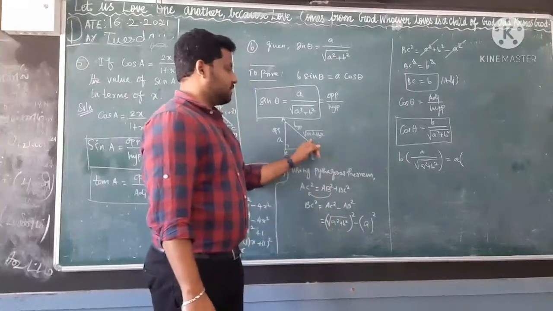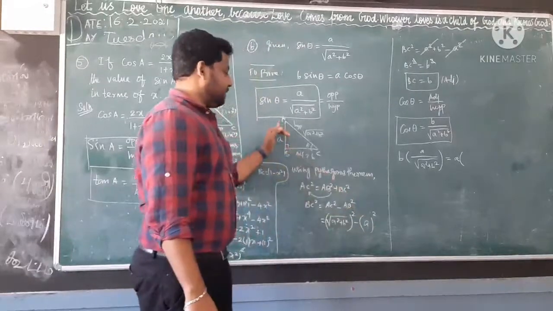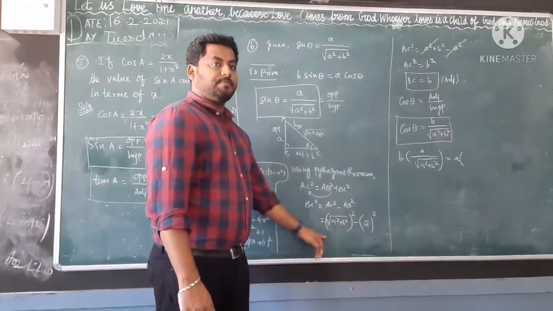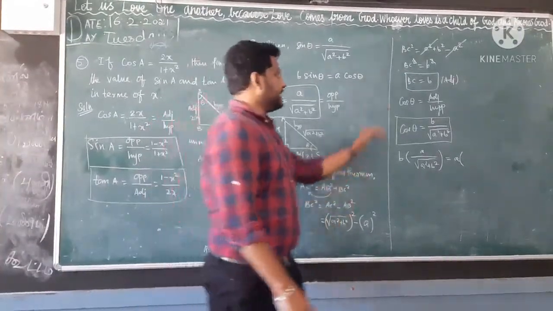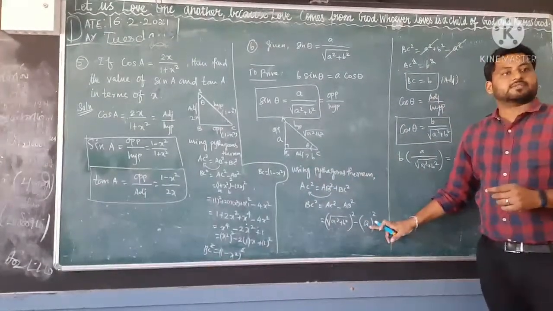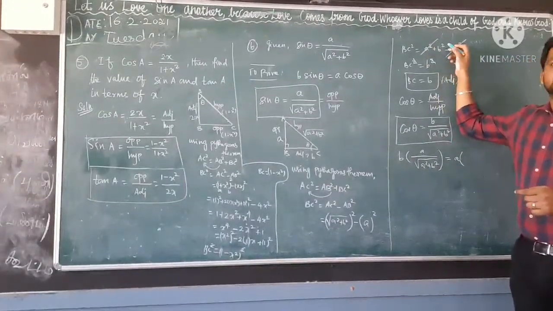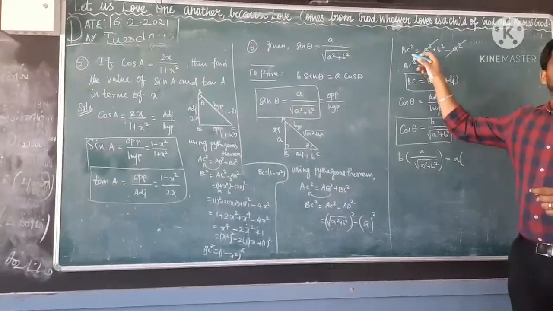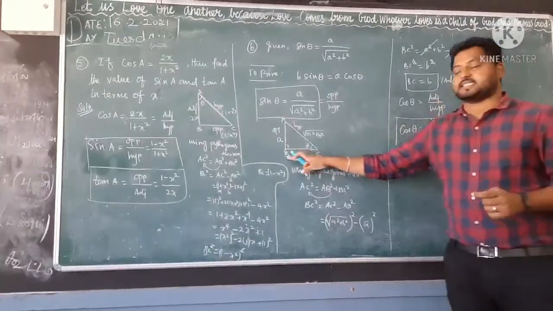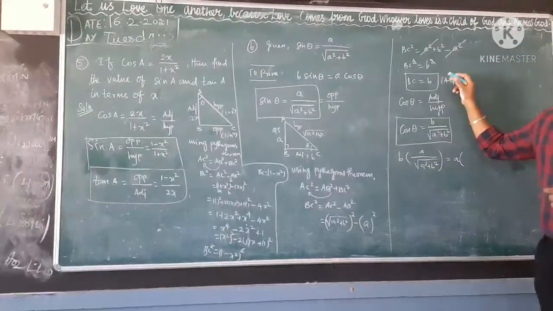AC square value is root of a square plus b square the whole square, minus AB value is a, the whole square. If we square the root value, the root will be cancelled. So BC square is equal to a square plus b square minus a square. Minus a square plus a square will be cancelled. Then remaining is b square. BC square is equal to b square. Then the square will cancel, BC is equal to b. BC is the adjacent side value, so adjacent side value is equal to b.